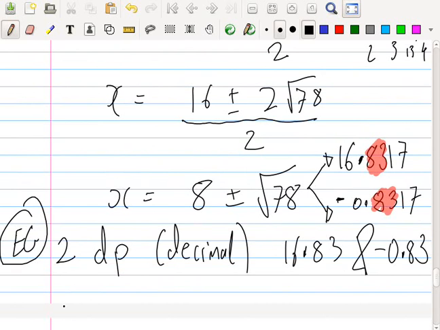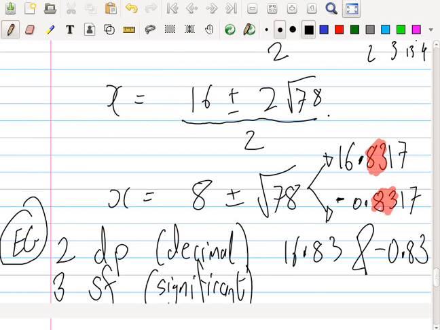Now the next one, let's do, for example, 3 significant figures. Does anybody know what significant figures are? This isn't as common, but what significant figures means is you start at the very beginning and count out 3 numbers. So you go 1, 2, 3. So that would be 16.8. And again, we round down.